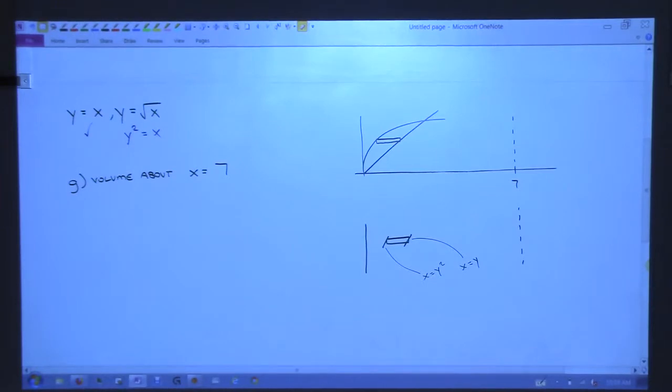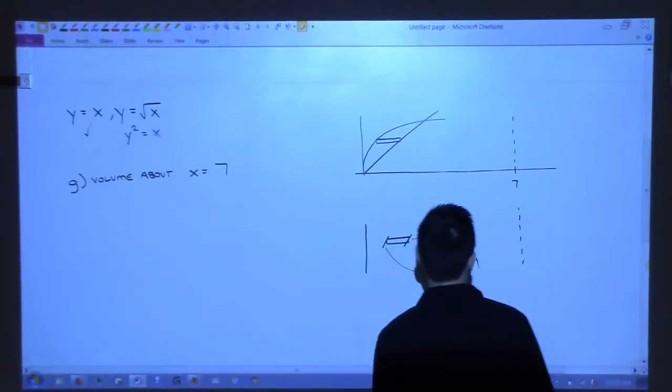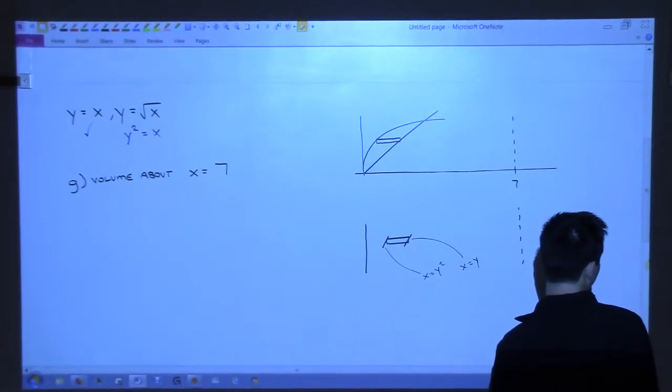Who wants to volunteer, just come up here and label the rest of that for me? No, just labeled, I want the graph labeled. I'll take it into consideration. I'll give extra points, but if you get it wrong, I'll take points away.